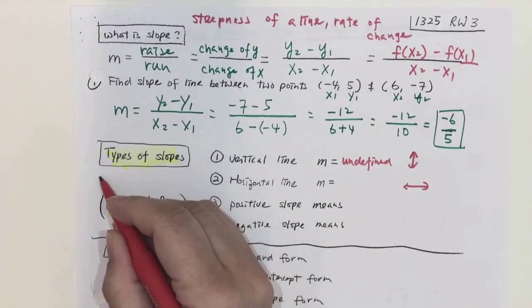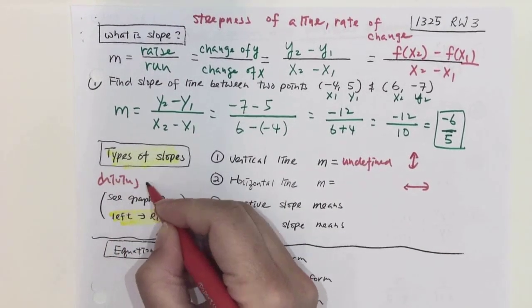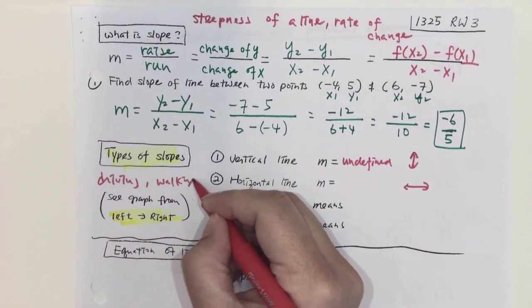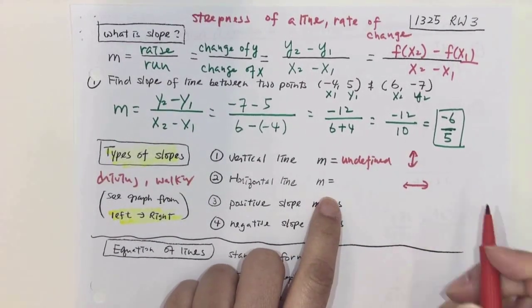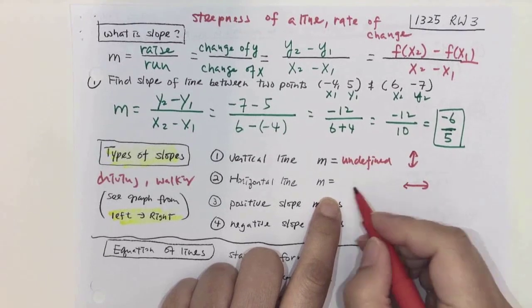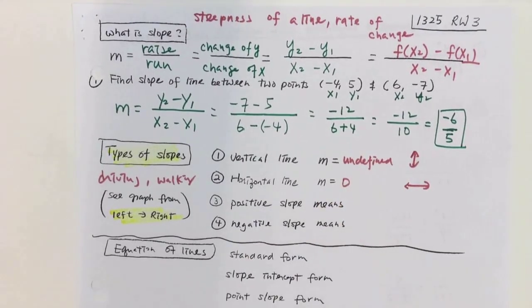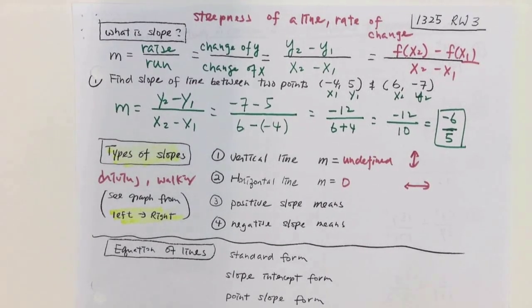Okay, think about driving or walking. If it's flat, it's easy to drive or walk, right? Your slope starting at nothing, so 0. So it's flat, easy to drive, slope is 0. Vertical, I cannot drive like that, it's undefined.